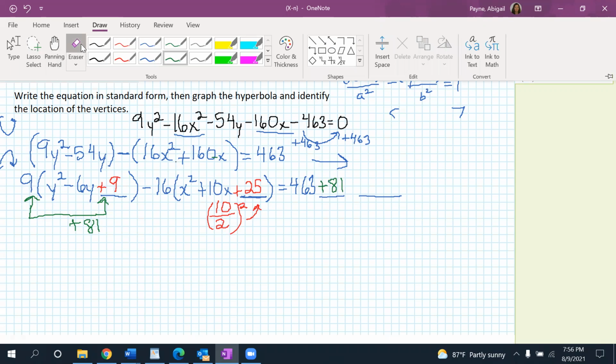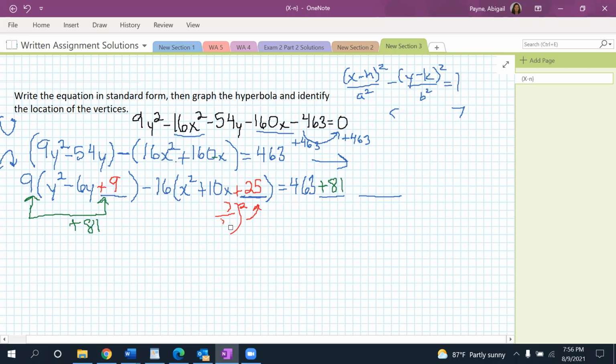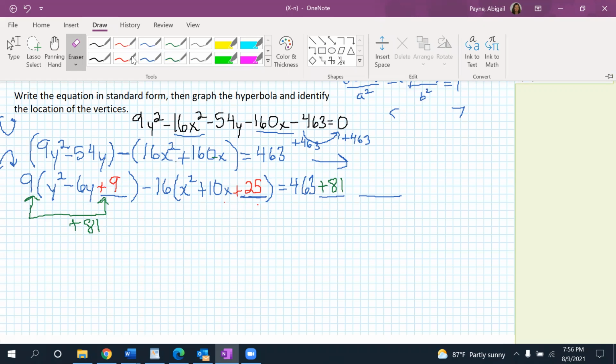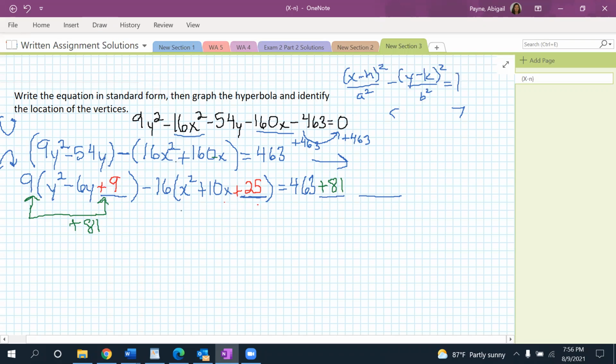And similar thing with the x terms here. When I add 25, that's not really a +25. So we need to think about, okay, what is it really? There's a -16 out front, and then we slip the 25 inside. So this is -16 times 25. That's what we actually added when we stuck the 25 in here. So -16 times 25, that's -400. And so if we're going to balance it, we need -400 over here on the right side.